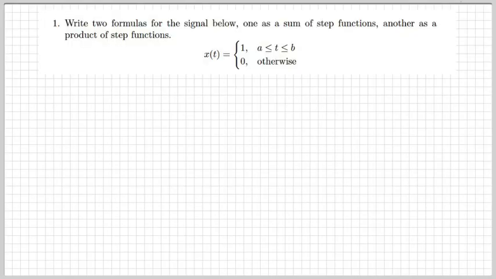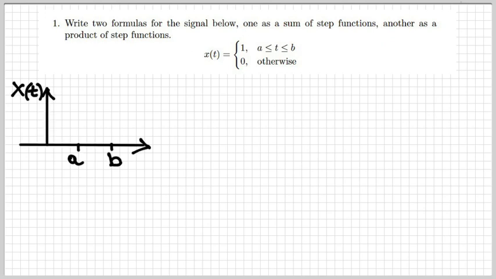The first exercise we'll do today asks to write two formulas for this signal x of t, one as a sum of step functions and another as a product of step functions. If you don't know what a step function is, I recommend watching my theory videos where I explain step functions and many other concepts. So how to solve this exercise?